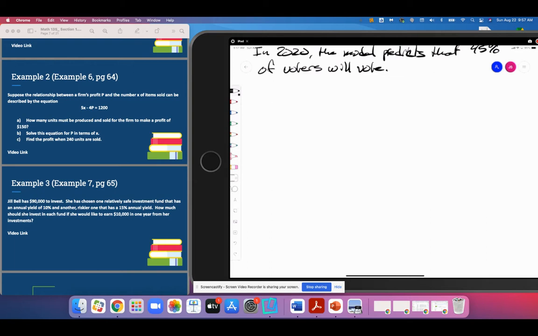So let's go ahead and get to work on A. For A, I'm going to go ahead and sling the equation in there. We do have 5x minus 4p is equal to 1200. How many units must be produced and sold for them to make a profit of 150? So again, folks, P is the profit. We are going to replace P with 150. So we've got 5x minus 4p. Oops, my bad. P should be replaced with 150.